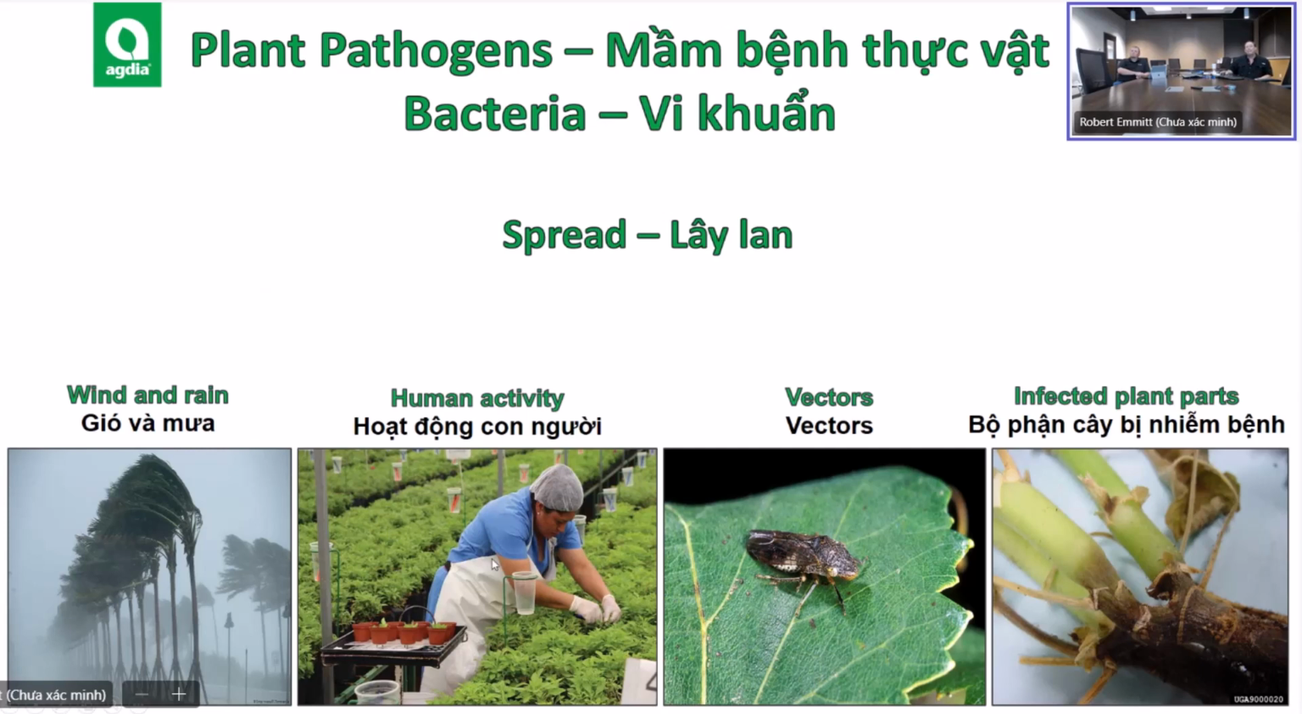So hurricanes, typhoons are notorious for spreading bacteria. Human activity, insect vectors, and infected plant parts.